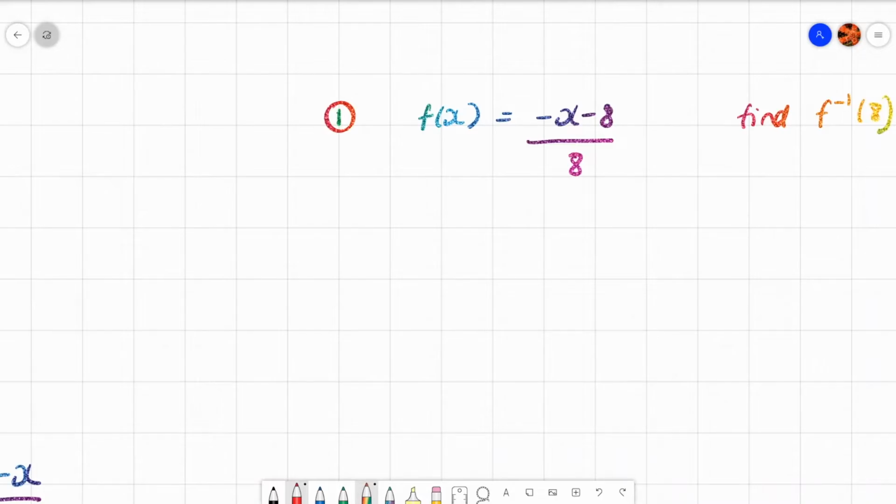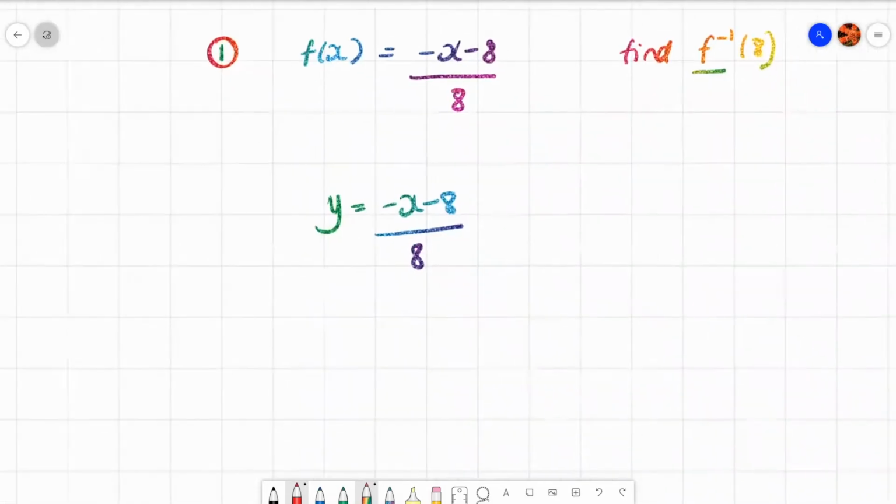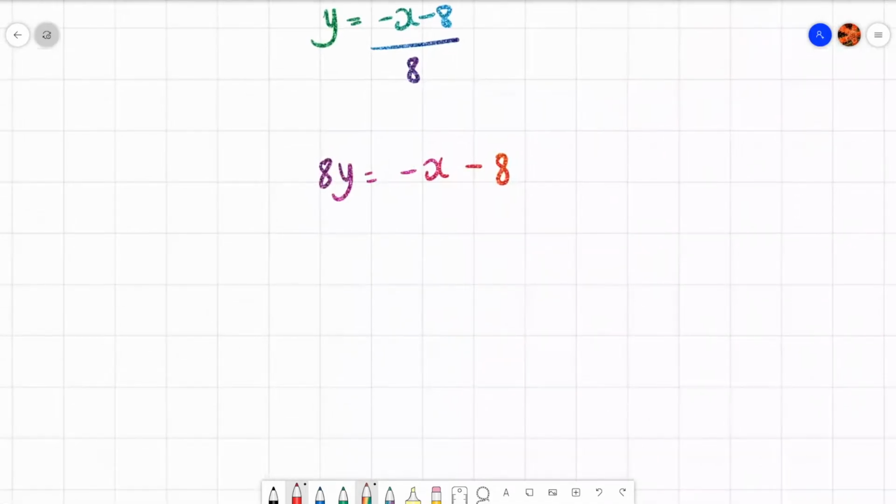Right. When you have something like this, well, first of all, f minus 1, they want you to work out the inverse. So let's deal with that first. y equals minus x minus 8 over 8. I made it y equals. Now, rearrange to get x equals. So I've got 8y equals minus x minus 8. Okay, I'm going to bring this minus x on the other side because I want it to be positive x. So I've got 8y plus x equals minus 8.